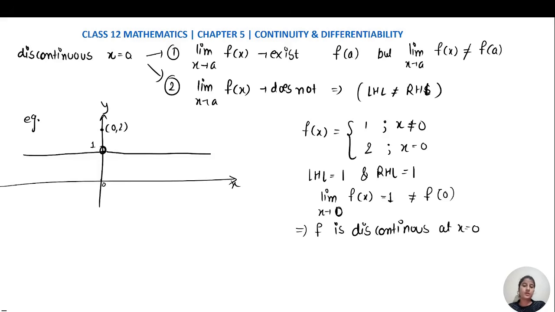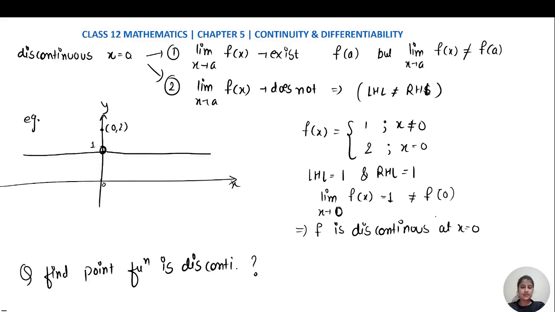But also, in this type of discontinuity and continuity, there is always a type of question: find the points where the function is discontinuous. This is a standard question that always comes in your exams.